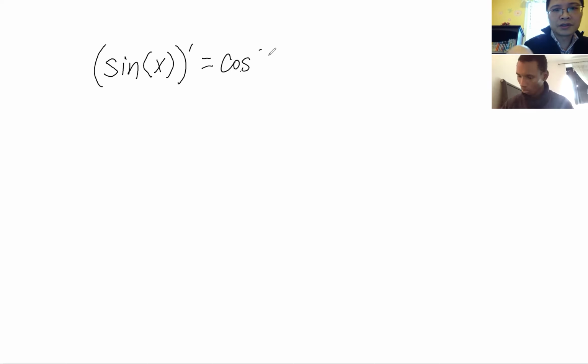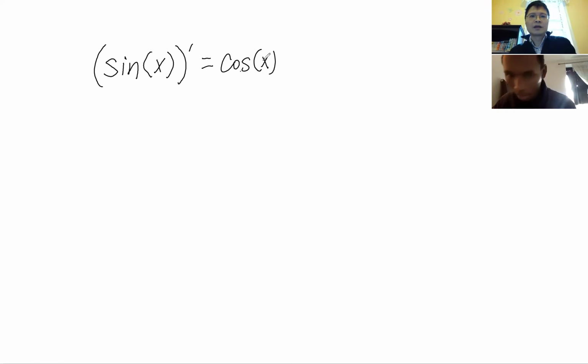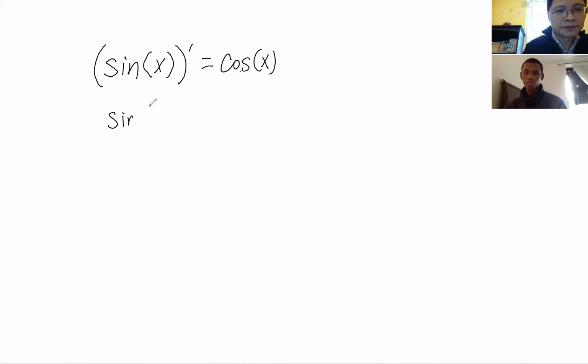cosine x. Of course, this is not just about sine x. We also have to think about if the inner function is going to change. Let's say I change my inner function, sine 3x. I take a derivative of that.